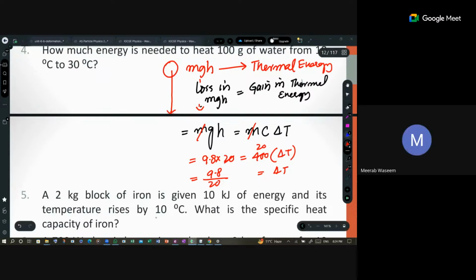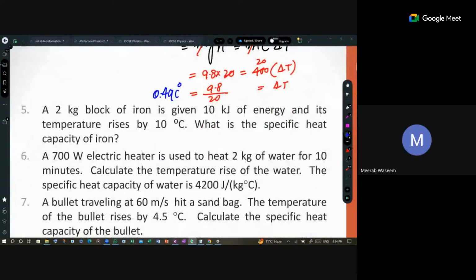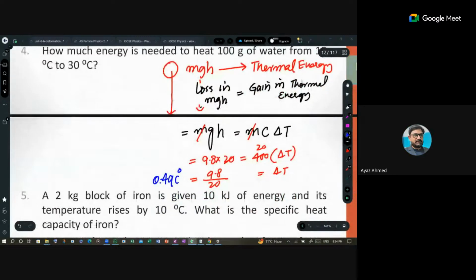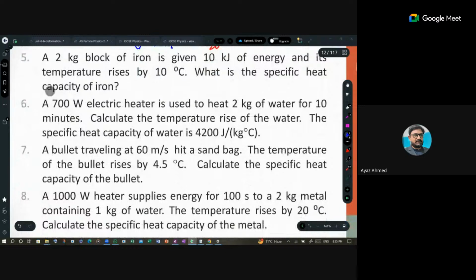0.49. Yes, 0.49 degrees centigrade will be the change in temperature. Is this clear to both of you? We just have to equate them. One form of energy is lost and the other form of energy is gained. So I can say loss in potential energy appeared as gain in thermal energy. So this happened in this way.